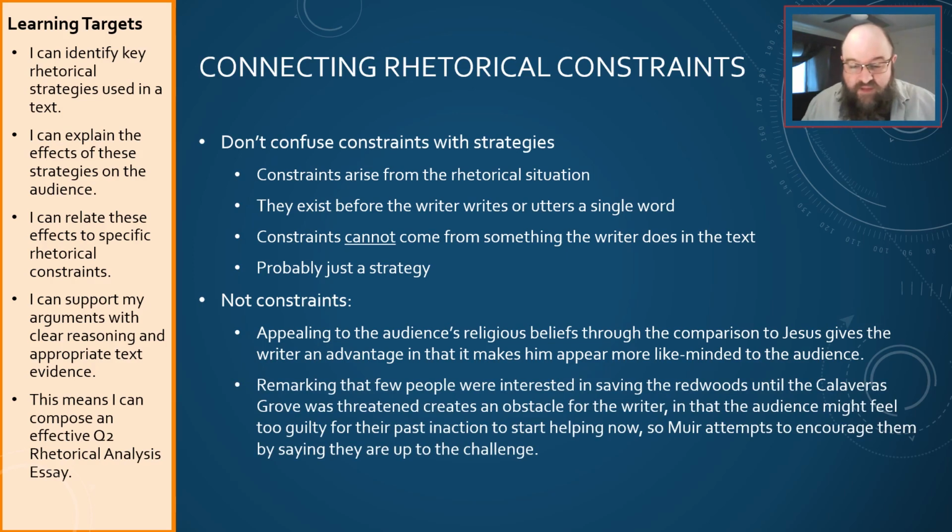Or something like this. Remarking that few people were interested in saving the redwoods until the Calaveras Grove was threatened creates an obstacle for the writer in that the audience might feel too guilty for their past actions, or inaction rather, to start helping now. So Muir attempts to encourage them, and so on and so forth. That's not an obstacle. He can't create an obstacle. This is just a strategy that he has to work with here.